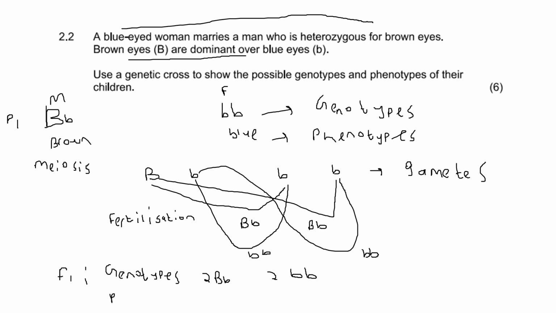And then the phenotypes. It's good to have the phenotypes of the F1 also. Remember, we're told that brown eyes are dominant, so big B means you're going to have two brown eyes, and then also two blue eyes in the kids. So there's a 50% chance of the kids having brown eyes, and also a 50% chance of them having blue eyes. Those will be your genotypes and your phenotypes. So that will be your lovely answer for that one.